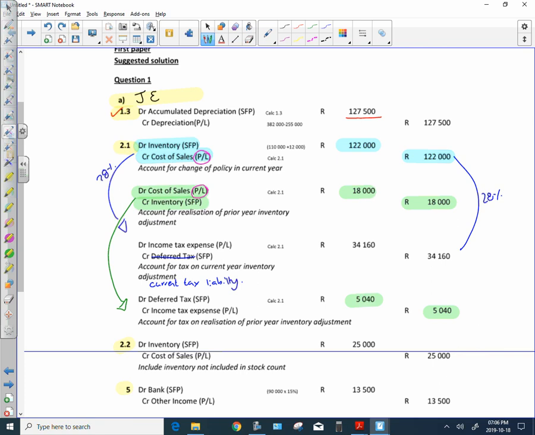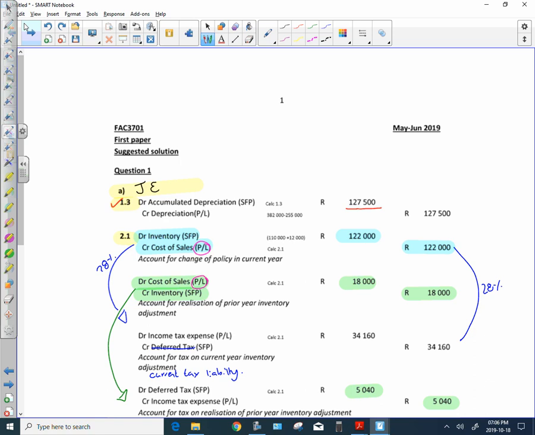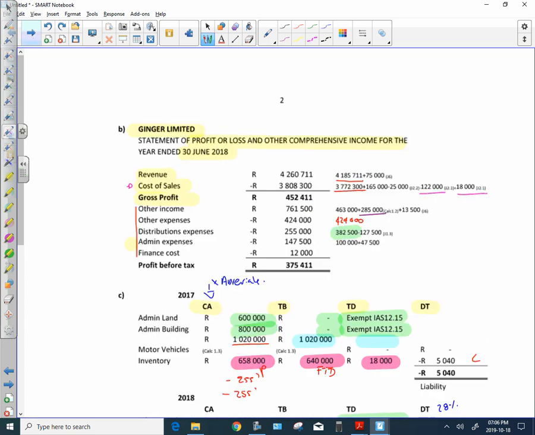Okay, that's a stupid question. What I mean is, they asked me for the profit and loss statement. In there is cost of sales, so I need to account for the effect of that. Right, so there's a minus to cost of sales of 122,000. A credit to cost of sales will reduce that expense. A debit to cost of sales will increase it. So minus 122,000 plus 18,000. You guys happy? Okay.